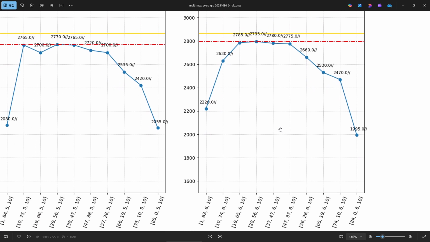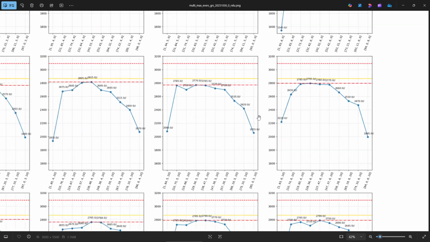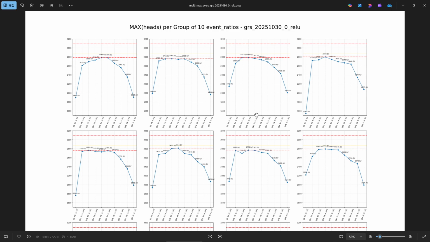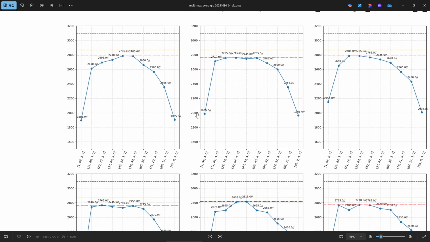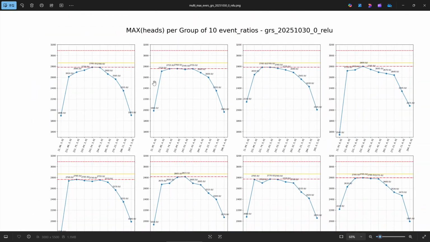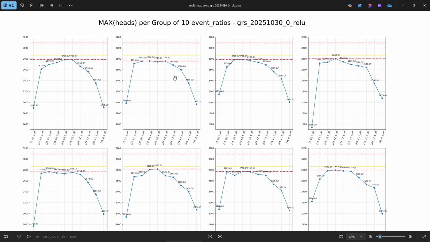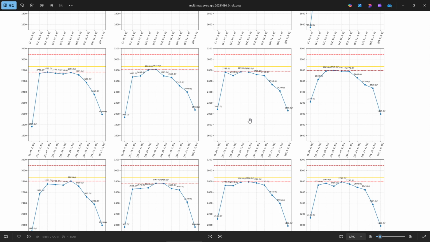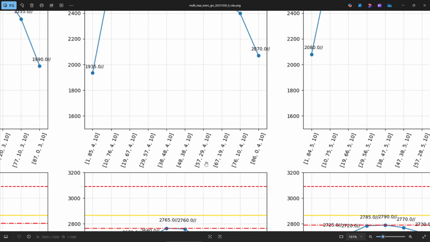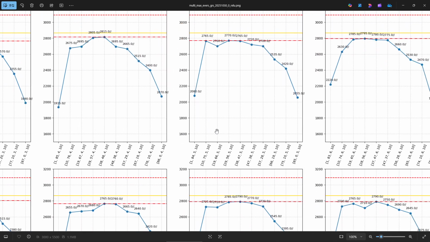Which is why the maximum ever scores go down, there's a downward slope towards the end, towards the right, as the mutate event ratio gets higher than the learn event ratio.